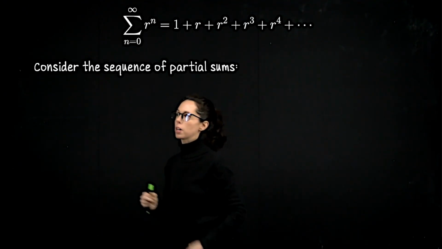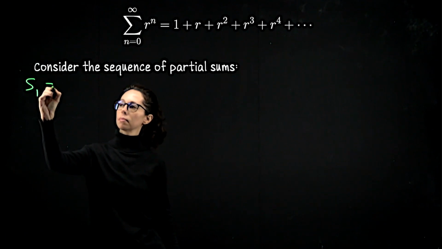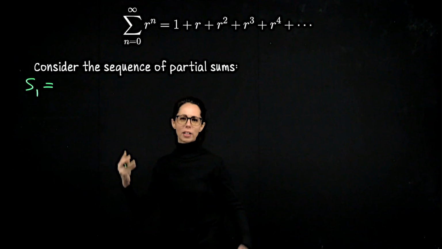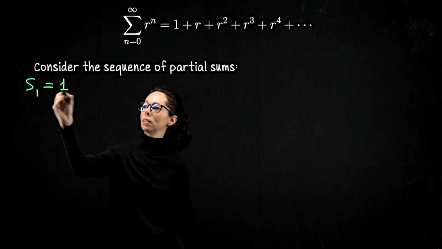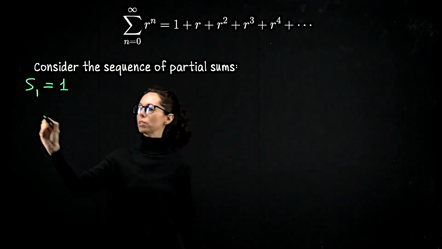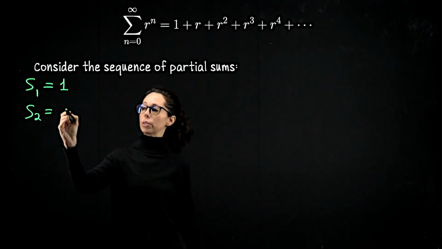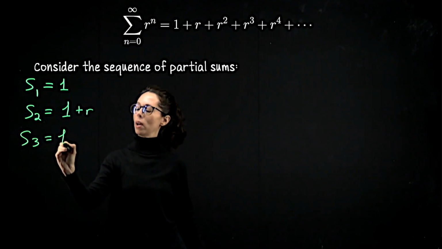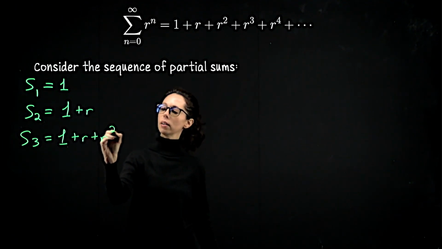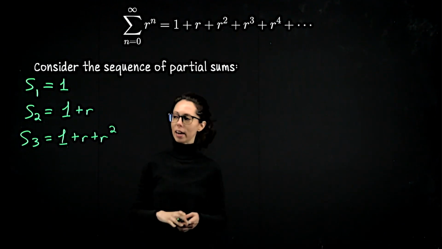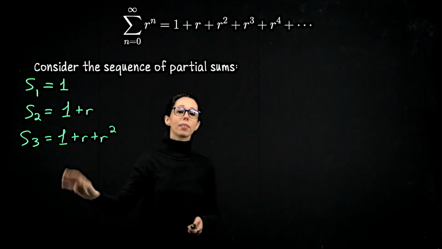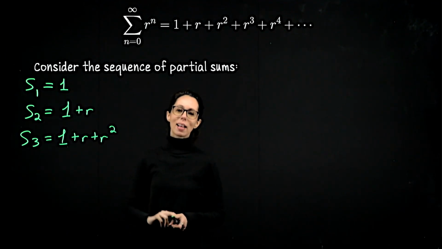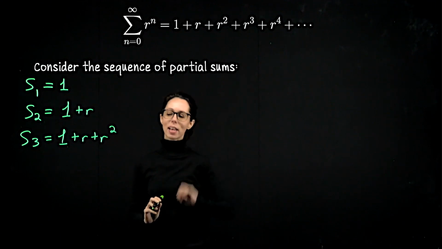So the first partial sum is what we get when we add up the series from n equals 0 through n equals 0. Actually, we'll just take the first term. So that's 1. Okay. The second partial sum is the sum of the first two terms. So that's 1 plus r. Then the third partial sum is 1 plus r plus r squared. What we are generating here is an infinite ordered list of numbers. It's a sequence. We want to see if the sequence has a limit. And if it does, then that means that the series has a limit.